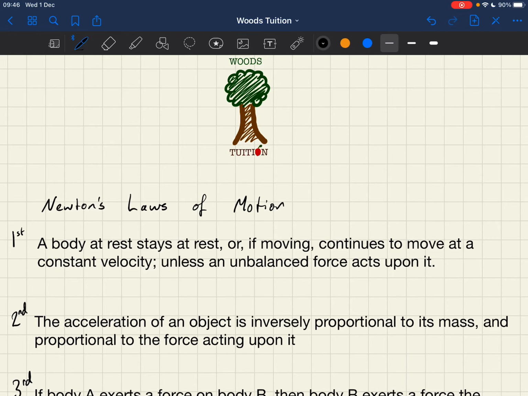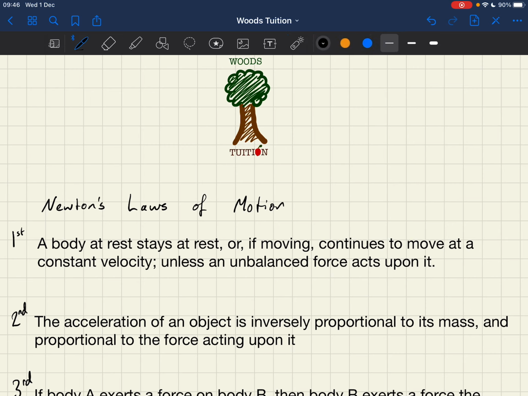Today we're going to be talking about Newton's laws of motion. So Newton's first law says that a body at rest stays at rest, or if moving, continues to move at a constant velocity unless an unbalanced force acts upon it. So we'll take this in two parts. First of all, a body at rest stays at rest unless an unbalanced force acts upon it.